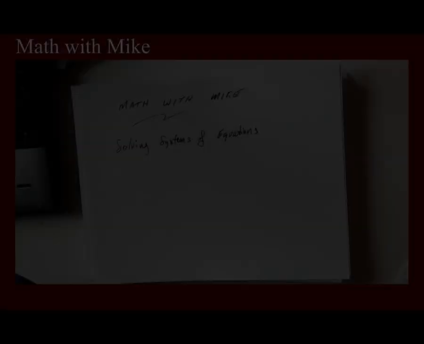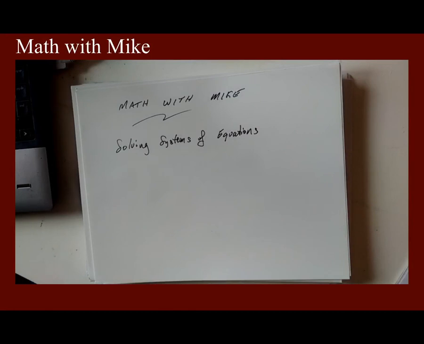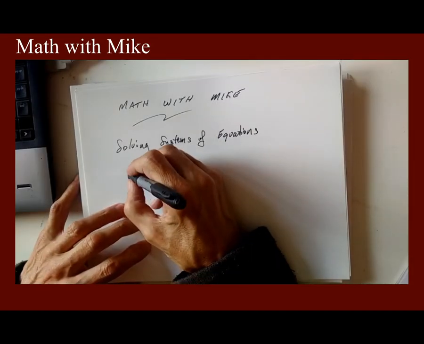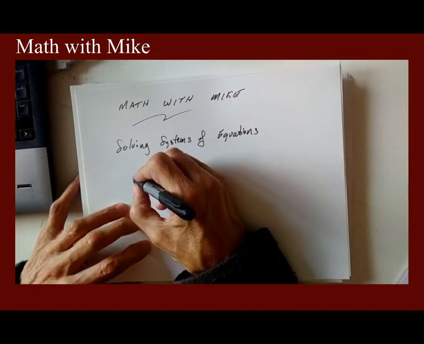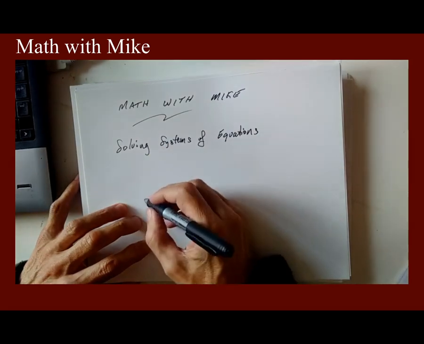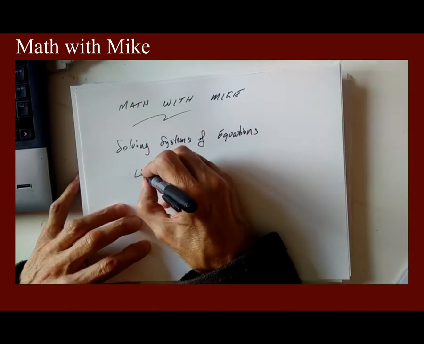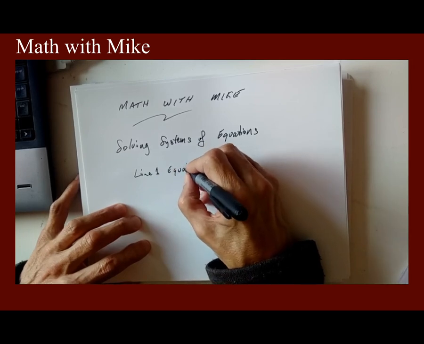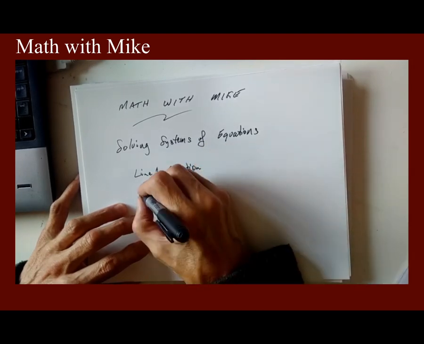Hello everyone. Today we're going to be looking at a topic called solving systems of equations. First of all, what these are: a system is just two equations, which in our case are going to be lines. So we have the line 1 equation, and then we have the line 2 equation.